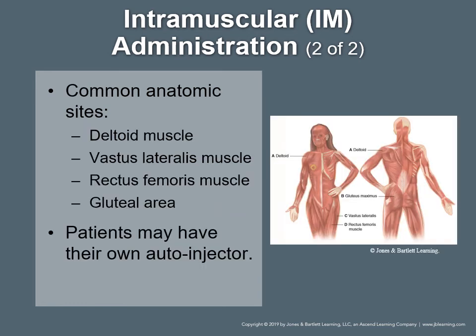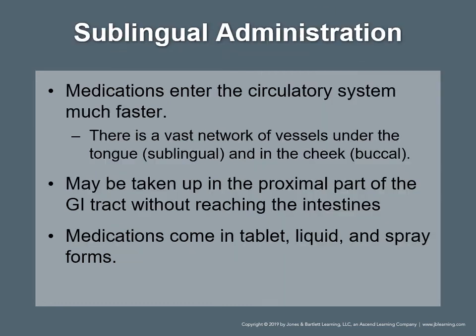Common anatomic sites for IM injections for adults and children include the following: the deltoid muscle, which is in the upper arm, the vastus lateralis, which is the lateral thigh, the rectus femoris, which is the anterior thigh, and the gluteal area, which is the buttocks. Follow the steps in Skill Drill 13.7 to administer an IM injection. Patients may have their own auto-injector for certain medications, such as epinephrine.